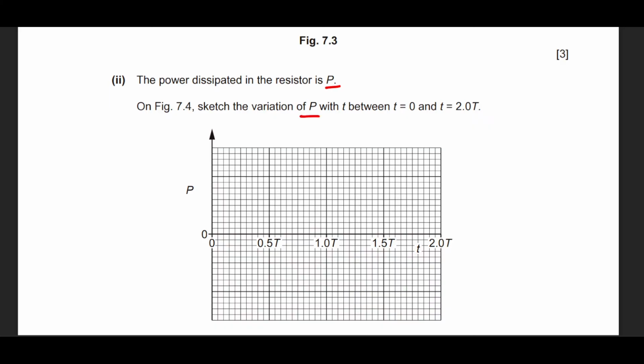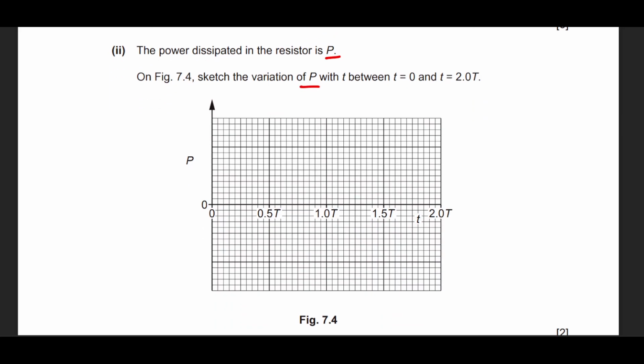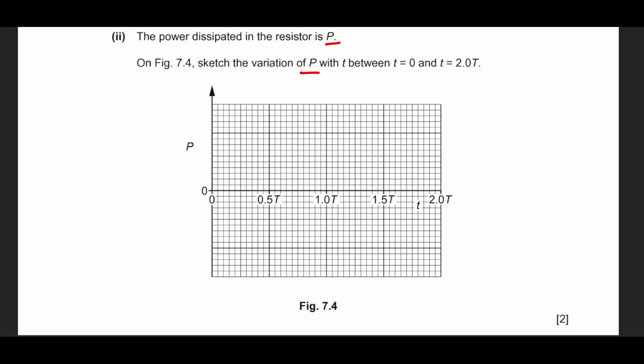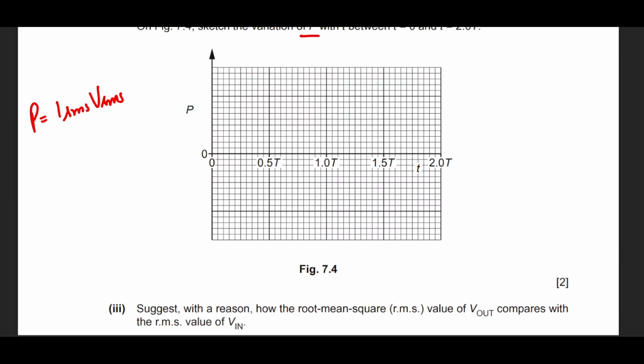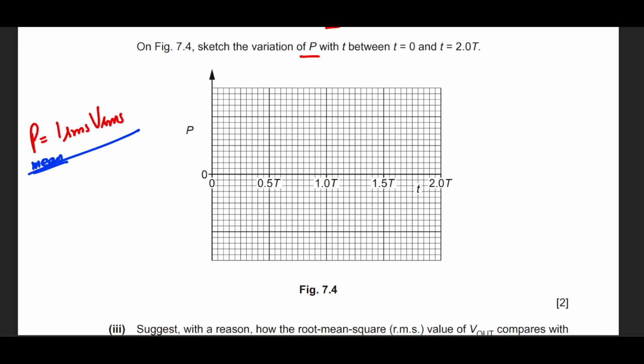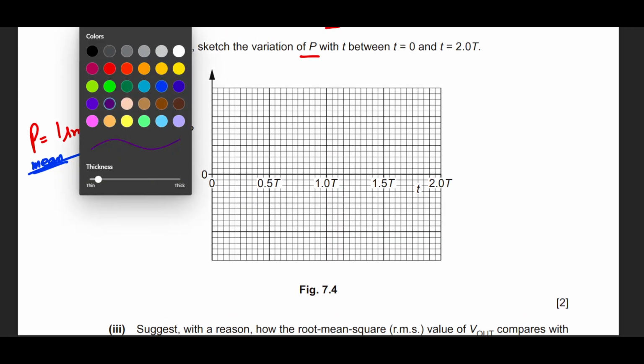Sketch the variation of P between T0 and T2. Now this is going to be a bit tricky. We have to calculate power, and we have the formula of I RMS into V RMS. But if we go to the exact, this is actually the mean power, the average. And this is what we actually use in physics as well, because instantaneous power is going to become a problem.